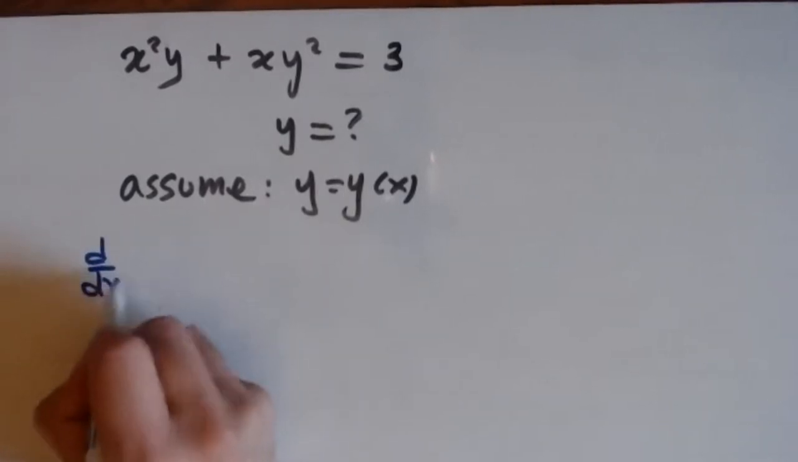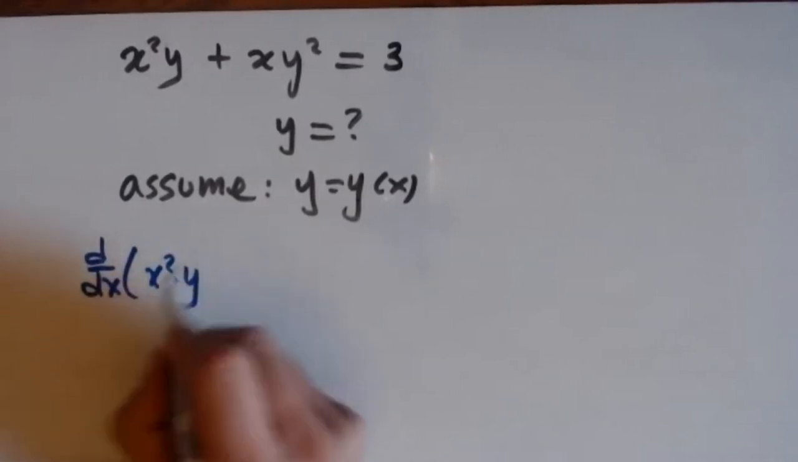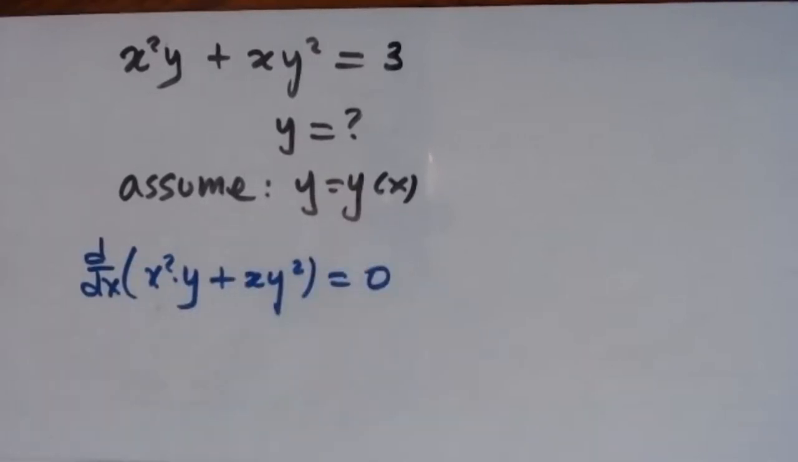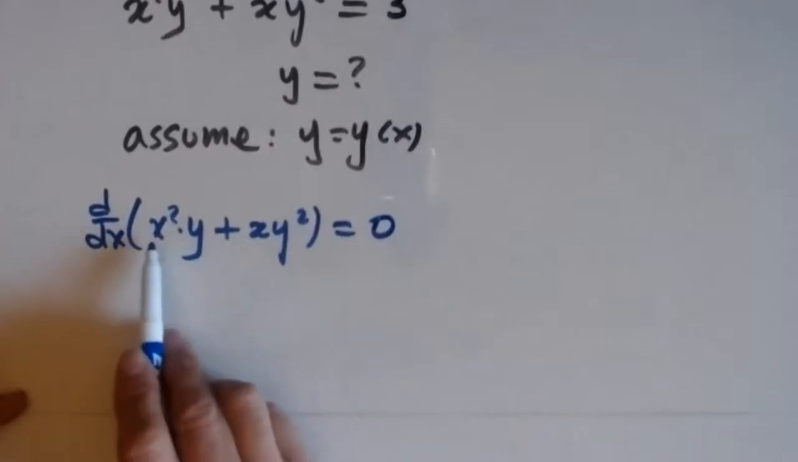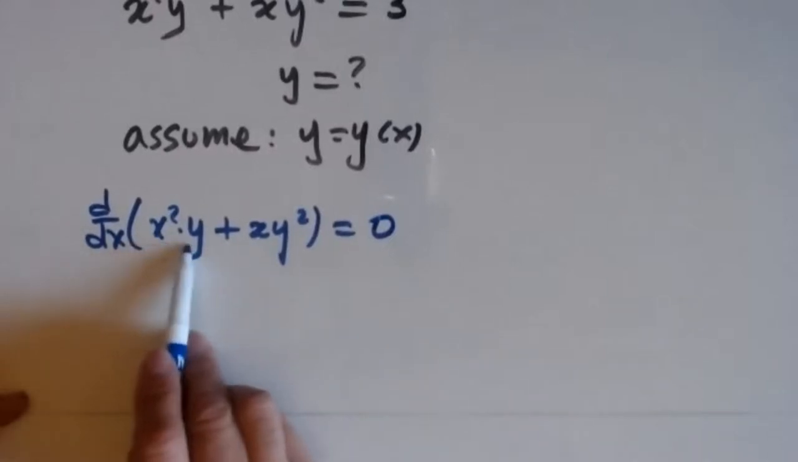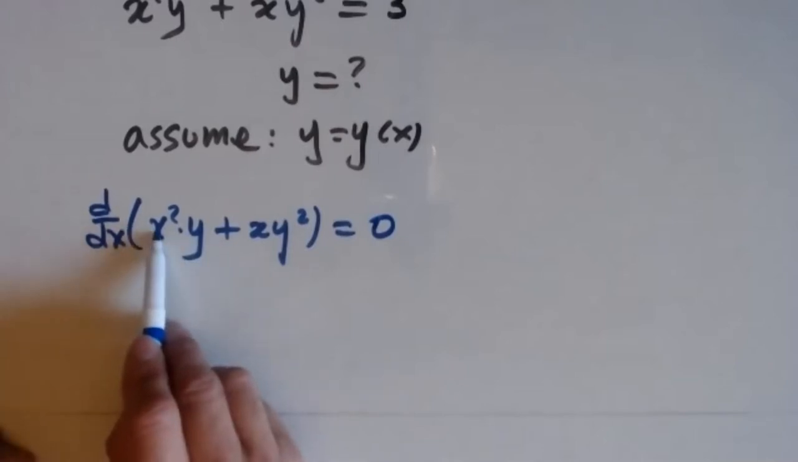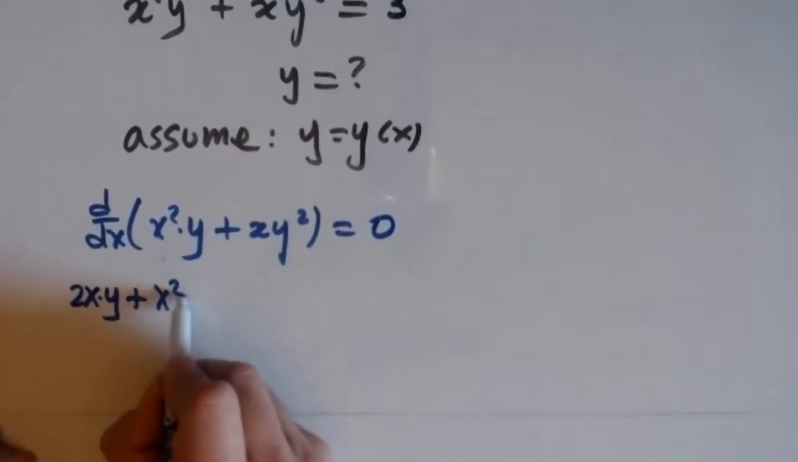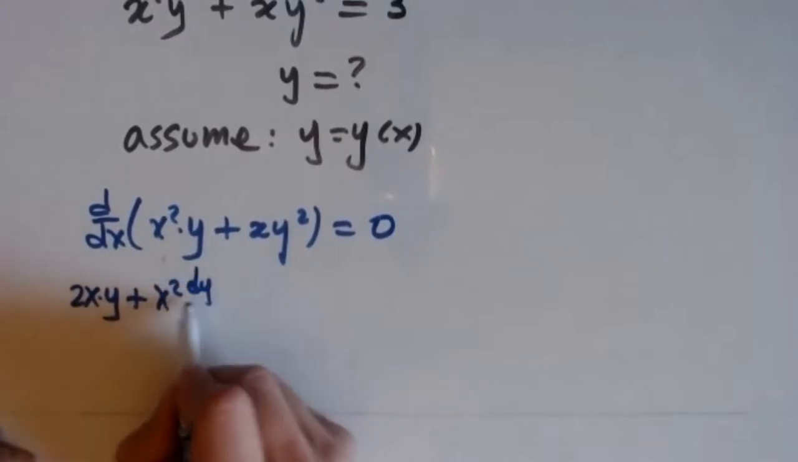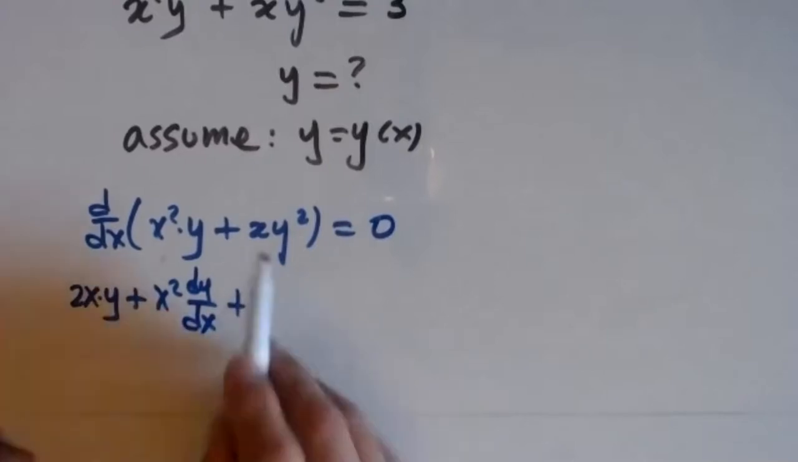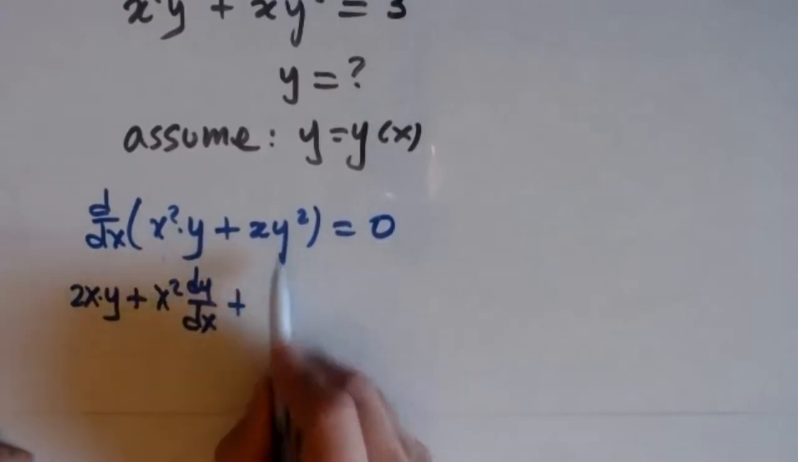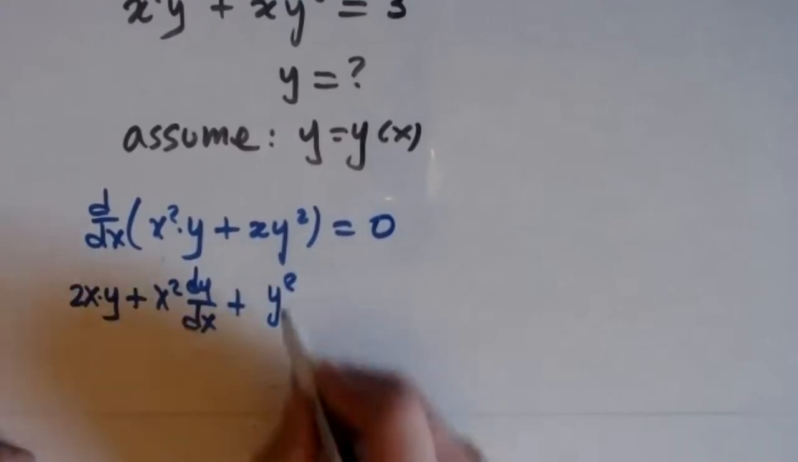d/dx of x squared y plus xy squared equals 0. Then you can do what you know. This is a product, so you use the product rule. Derivative of this, 2x times y plus x squared times the derivative of y, dy/dx, plus the product of this, derivative of this, 1 times y, y squared, correct?